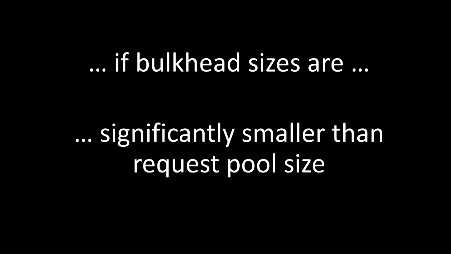With this type of bulkhead, they are extremely powerful. They protect very well against cascading failure, but only if the sizes of the bulkheads are significantly smaller than the request pool size. If the bulkhead size approaches the size of the request pool, let's say we have 50 threads in the request pool and we have a bulkhead of size 45, then we can fill up those 45 threads, be waiting, calling a service, and we only have 5 threads to handle additional work. We're not very well protected, and we can still get throughput problems.